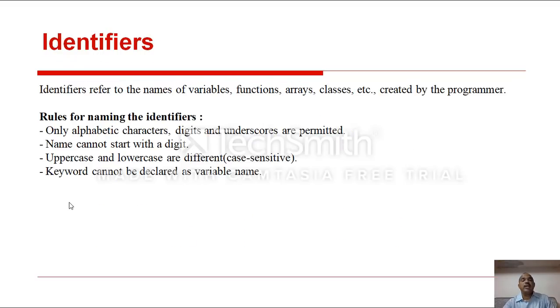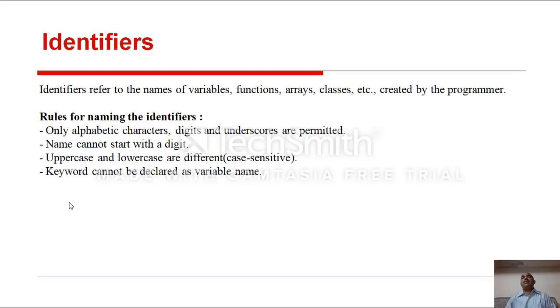identifiers. Identifiers are the names of the variables, functions, arrays, classes, etc. created by the programmer, created by us. Okay, clear? Identifiers are created by us. So here, identifiers simply name the variables. How to write the name of a variable?